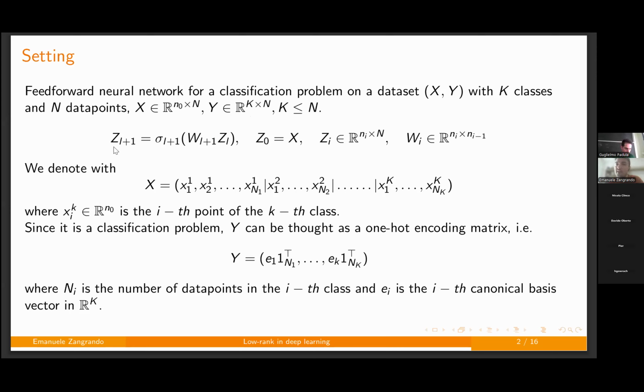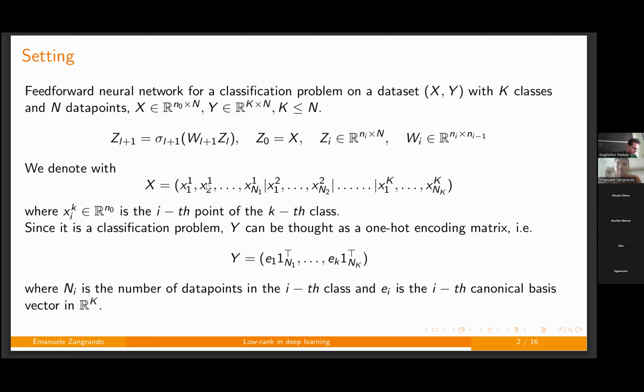We consider an architecture which is feed-forward, as already said, in which we calculate the features of the L+1 layer by applying an entry-wise nonlinear activation function and a linear function to the previous feature matrix. So essentially, this is just a feed-forward neural network written in recursive form. Z0 is our dataset X, and these Zi are the feature matrices, which lie in the space of matrices of dimension ni times big N, where big N is the number of data points, and these matrices are of the correct sizes.